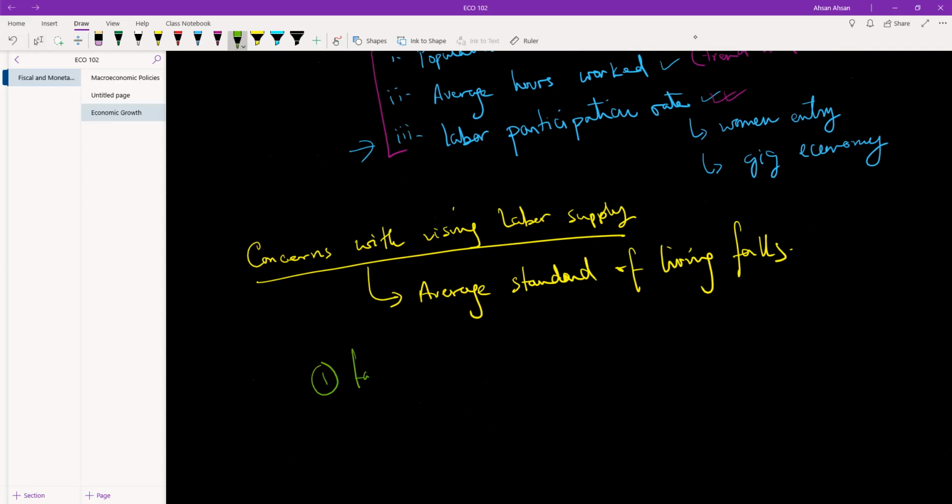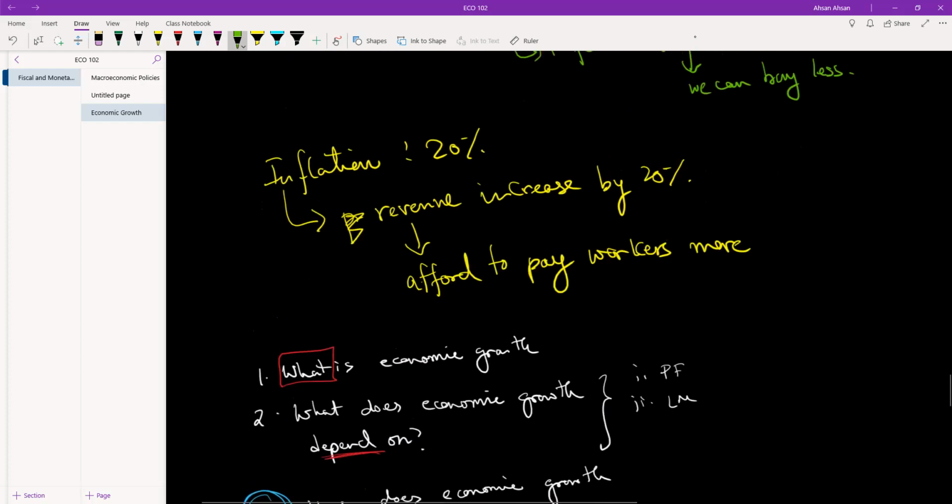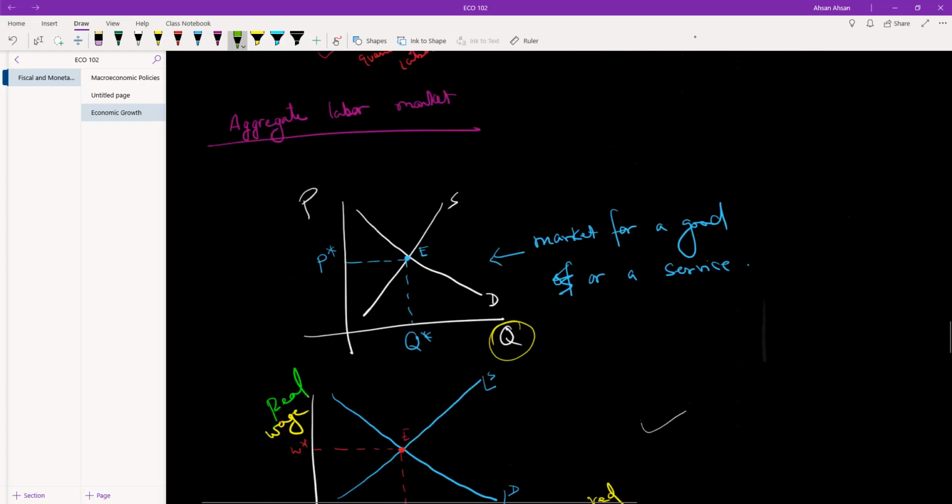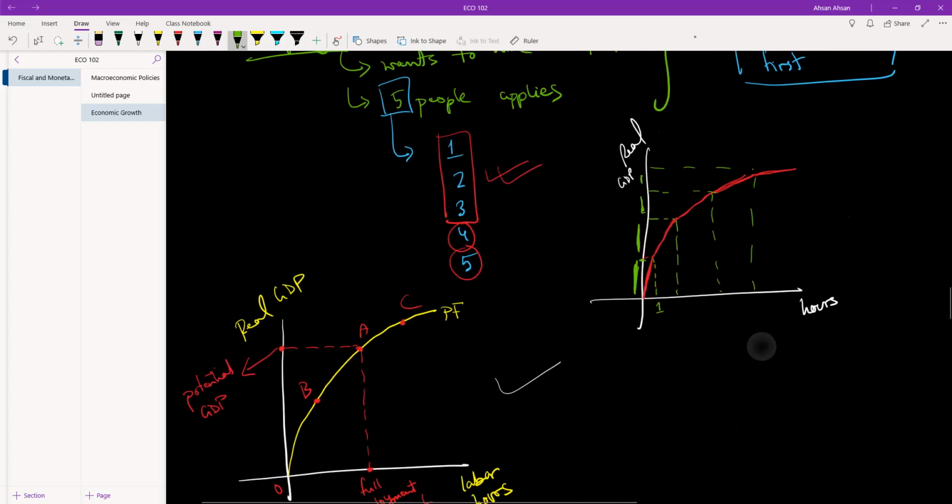So one is, of course, fall in real wage. That's obvious. Number two is average productivity falls. So to understand what we mean by average productivity falling, remember how we described the production function.